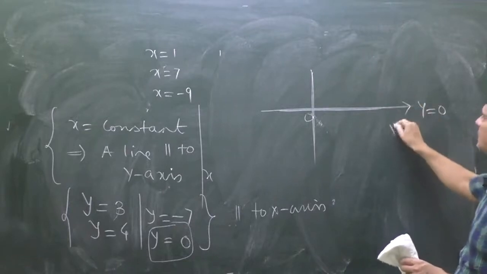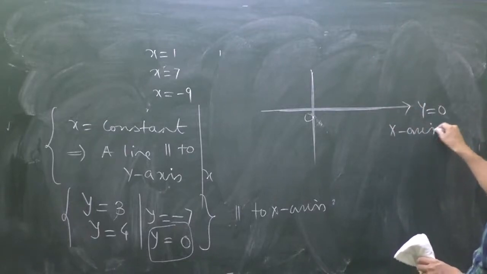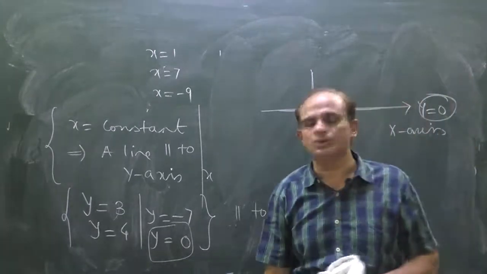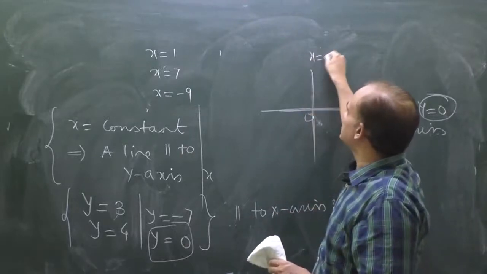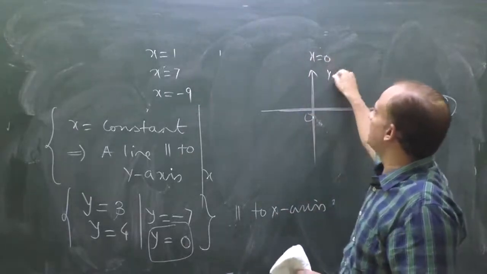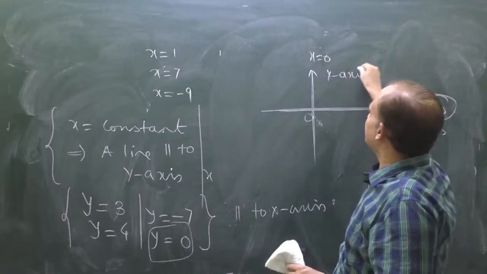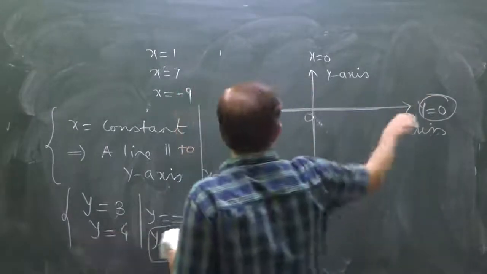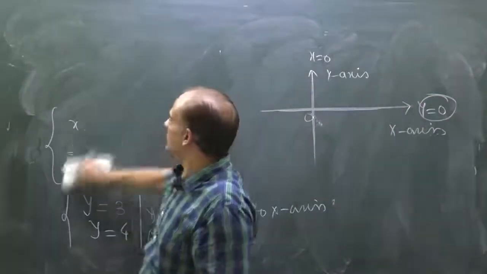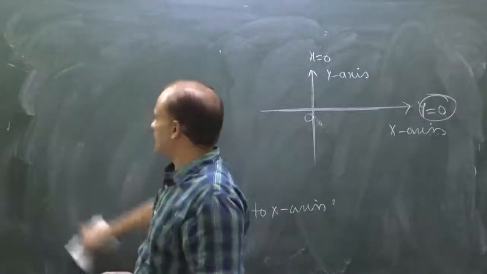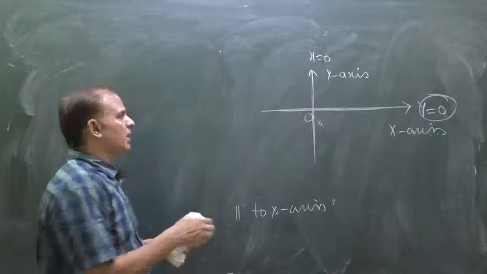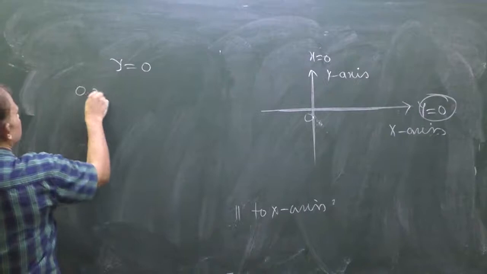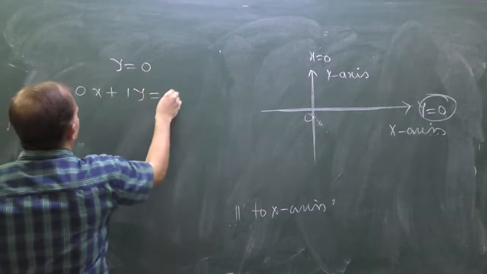This is of course known as what? This is known as the x-axis, but its equation will be y equal to 0. And its equation will be x is equal to 0, whether it is known as the y-axis. So if you wish to draw x is equal to 0 or y equal to 0, let us see. So for y equal to 0, I am discussing with you. If you wish to draw y equal to 0, how can you draw this? Write in this way, 0x plus 1y is equal to 0.